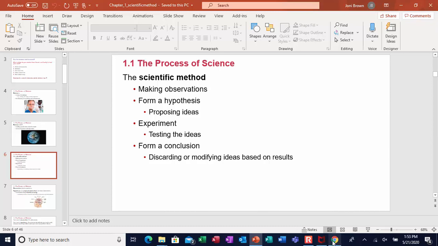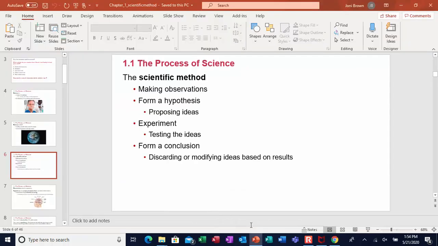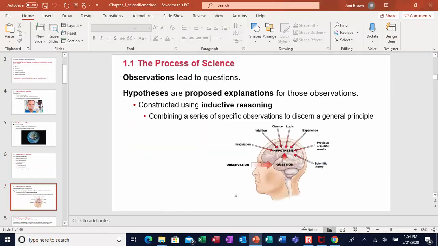And if we go back to those note card notes one more time, list the steps of the scientific method. And you would list them over here: observation, hypothesis, experiment, conclusion. Define hypothesis and describe the characteristics of a scientific hypothesis. That's our next objective. So going back to the PowerPoint, a hypothesis is a proposed explanation for our observations.